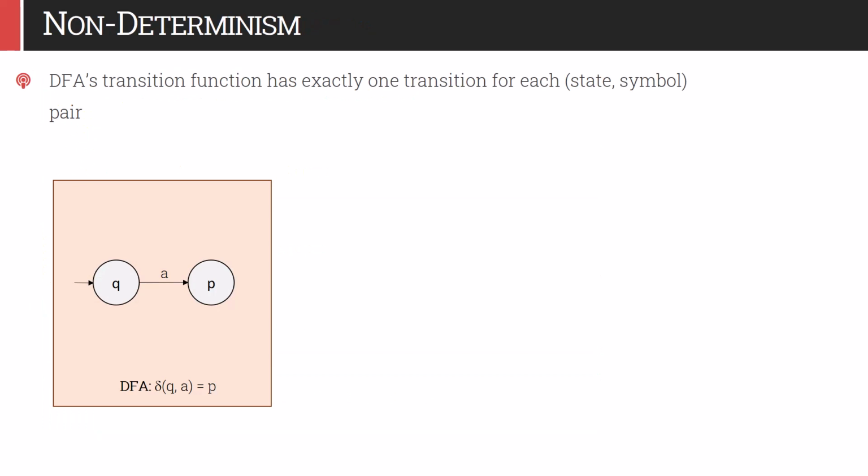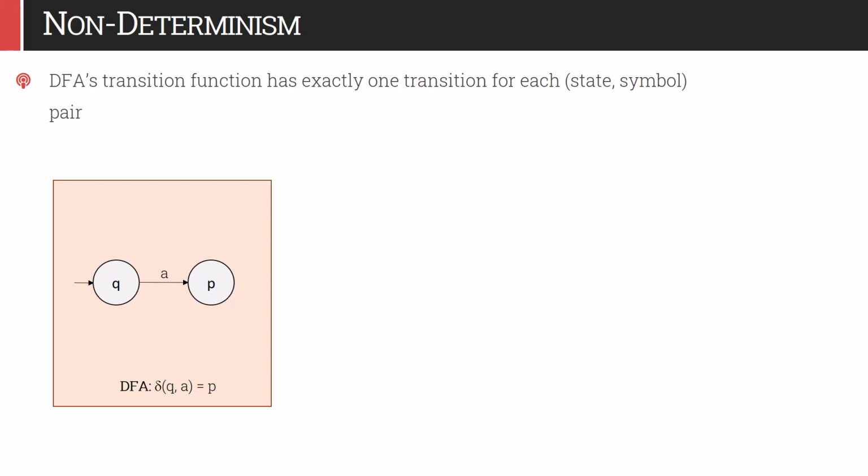As we have learned in previous videos, the DFA's transition function has exactly one transition for each state symbol pair. That is, if we are given some state Q and we read some input alphabet A, then the transition can go to one state only. That may be the same state or it may go to another state P. The transition function for the diagram shown in this figure is given by delta Q comma A is equal to P, because on reading symbol A from state Q, it goes to state P.